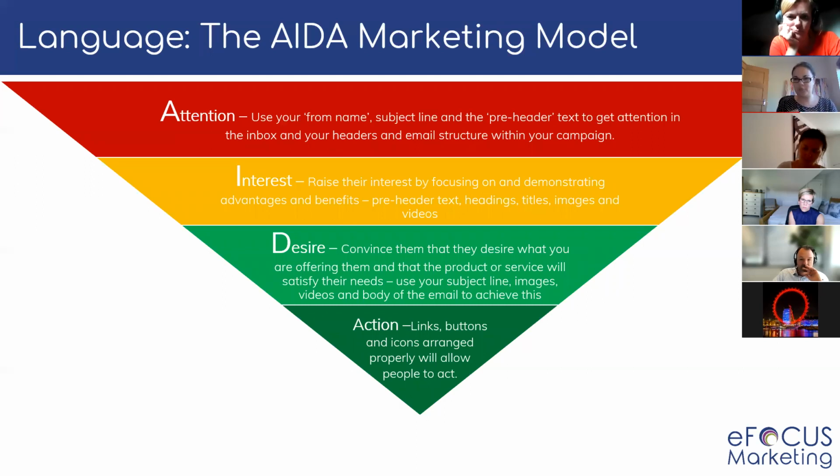When we're reading our copy, however long or short it is, what we need to be doing is trying to take people through each of these actions as we're going through our words. So attention, we're grabbing their attention. Now that could be in the inbox, using your from name, your subject line, your pre-header. When they get into your email, using your headings and your subheadings. So you can use your fonts for those, obviously different sizes for those. Use that hierarchy within your email to really grab their attention. But also think about your wording within each of those areas.